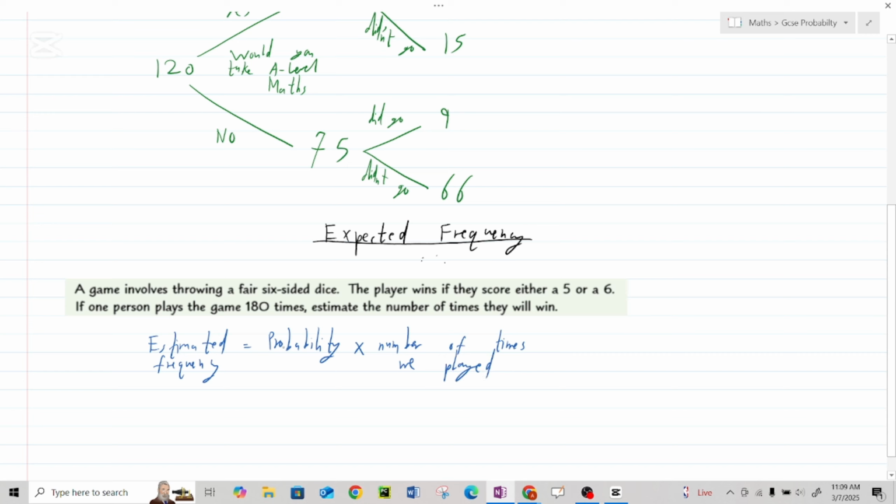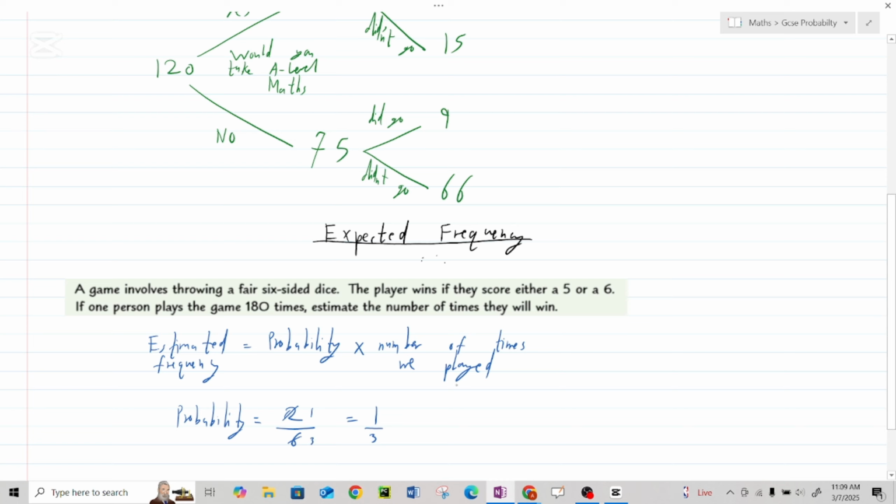Now, we want to find the probability. What's the probability if I win? The probability is if I get a 5 or a 6 out of a 6-sided dice. So I have 2 over 6. I have 2 chances out of 6 to get the answer, and that would simplify into 1 over 3. 2 times 1 and then 2 times 3.